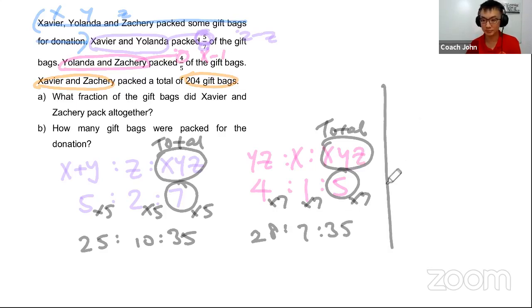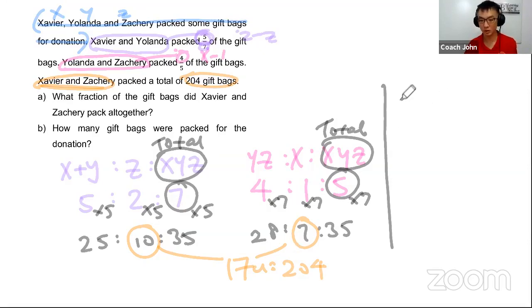Now we need numbers, right? So Xavier and Zachary. Total 17 units equals 204. Again, your North Star will be finding 1 unit. 1 unit is 204 divided by 17, which equals 12.